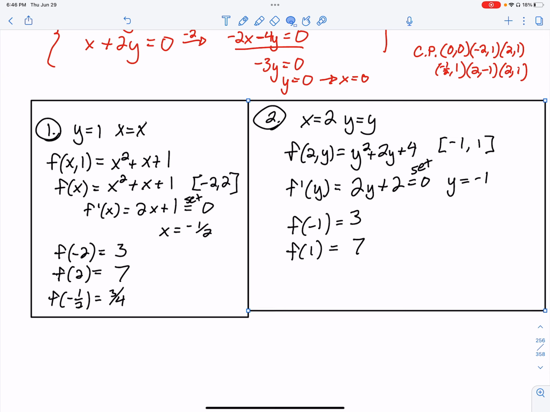There we go. All right, so there's 1 and 2. Let me shrink these because I need more room.